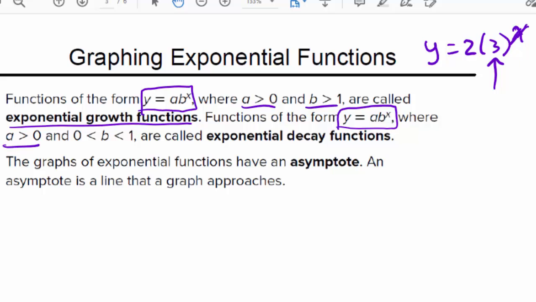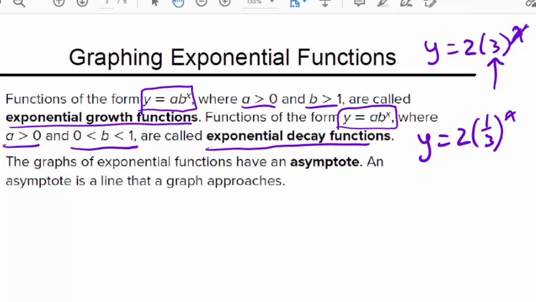Functions that are in the form of y equals a times b to the x, where a is still greater than 0, however b is somewhere between 0 and 1, in other words, a fraction, are called exponential decay. So if I have y equals 2 times 1/3 raised to the x, since the base number is a fraction bigger than 0 but smaller than 1, this represents a decay function.